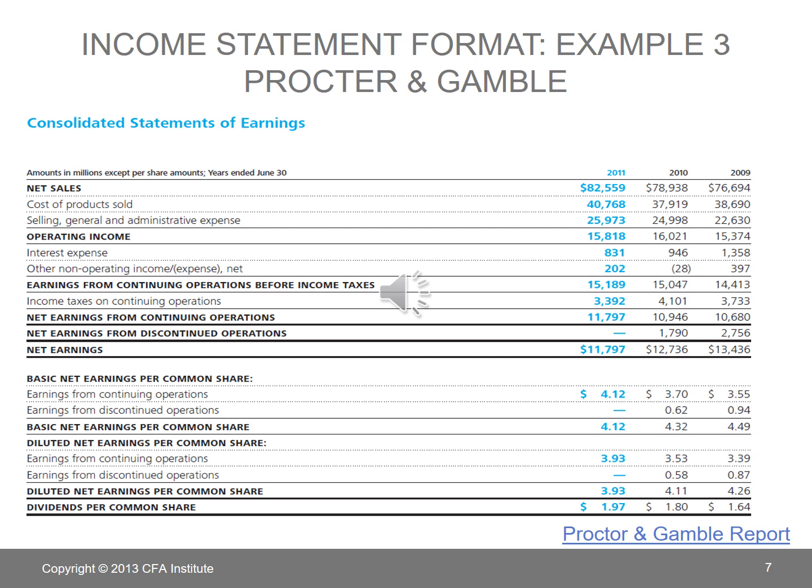After income taxes, P&G's 2011 net earnings, i.e. the net income, is 11,797 million. P&G does not have any minority interest, so that's why it's not covered in this income statement, unlike the previous two examples we looked at. And finally, the income statement also shows EPS or earnings per share, both basic and diluted. As I said, this is a topic that we're going to cover only briefly in coming slides.